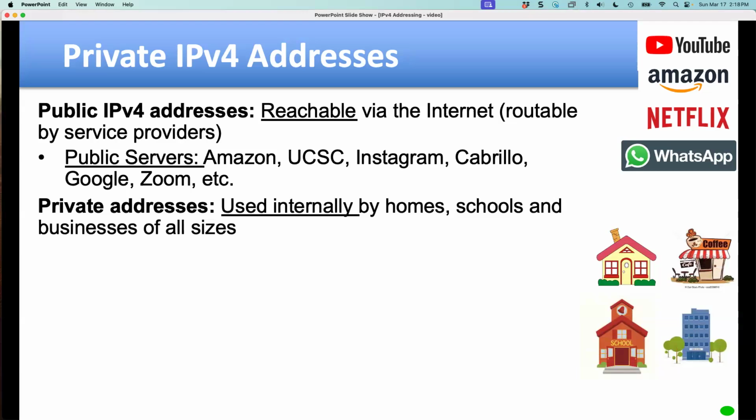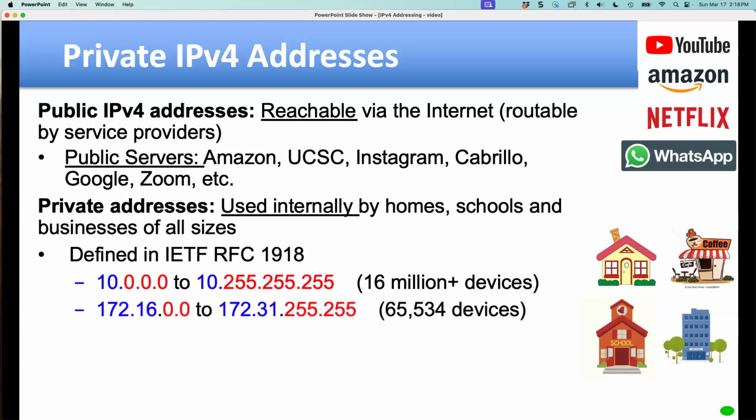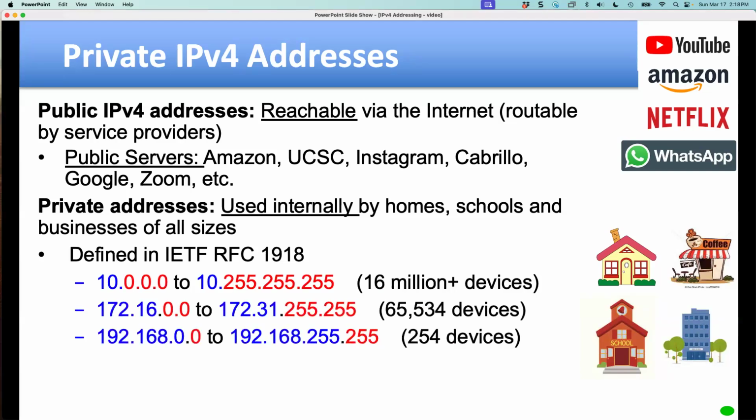Private addresses. These are used internally by homes, schools, and businesses of all sizes. Also known as RFC 1918 addresses. These are the ranges of addresses that can be used. Now, what does that mean? This means anybody internally can use any of those ranges of addresses. Yes, you can have a network inside your house, 10.0.0.0/8, and have 16 million plus devices if you wish. Now, these addresses are not reachable via the internet.